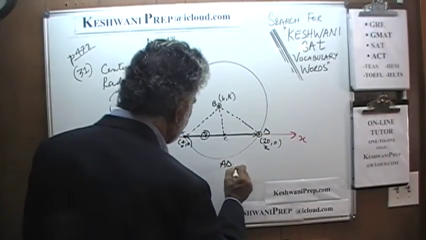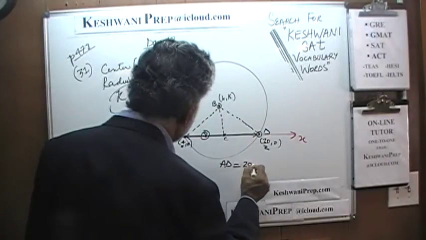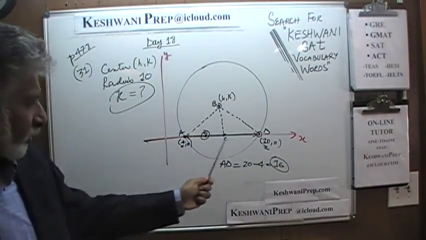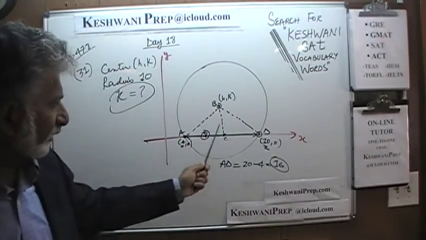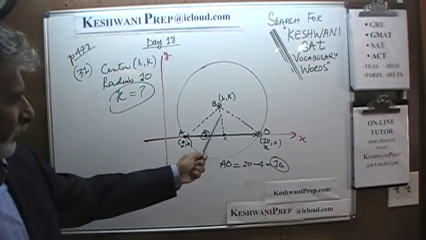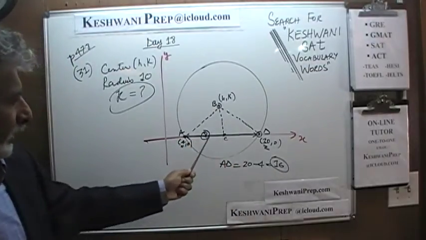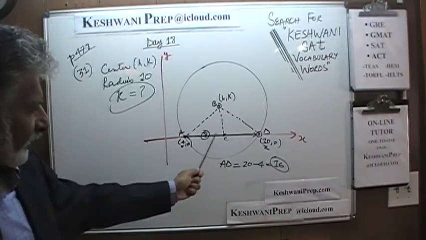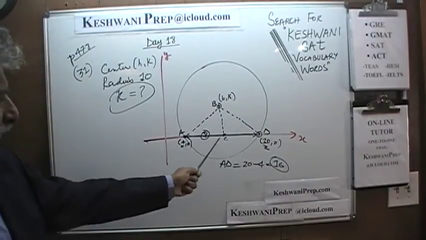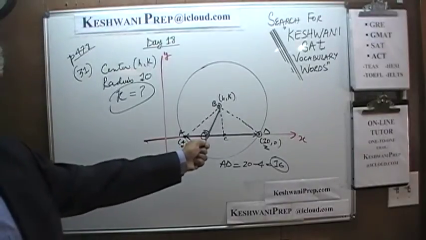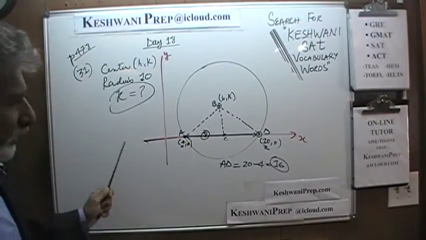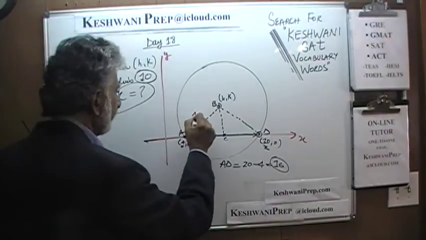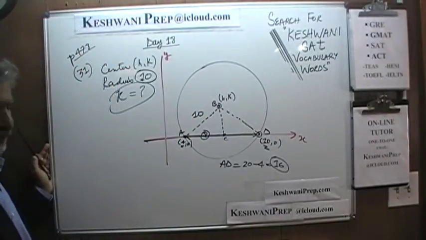So A to D was 20 minus 4. That was given to us. The x coordinate is 20, the x coordinate is 4. So A to D is 16, and therefore half of that, because we are bringing it from center to the outer edge, it cuts into half. This is 8 and this is 8. This is 8, A to C. How much do you suppose A to B is? I hope you're able to see that that's the radius. And we are told the radius is 10.